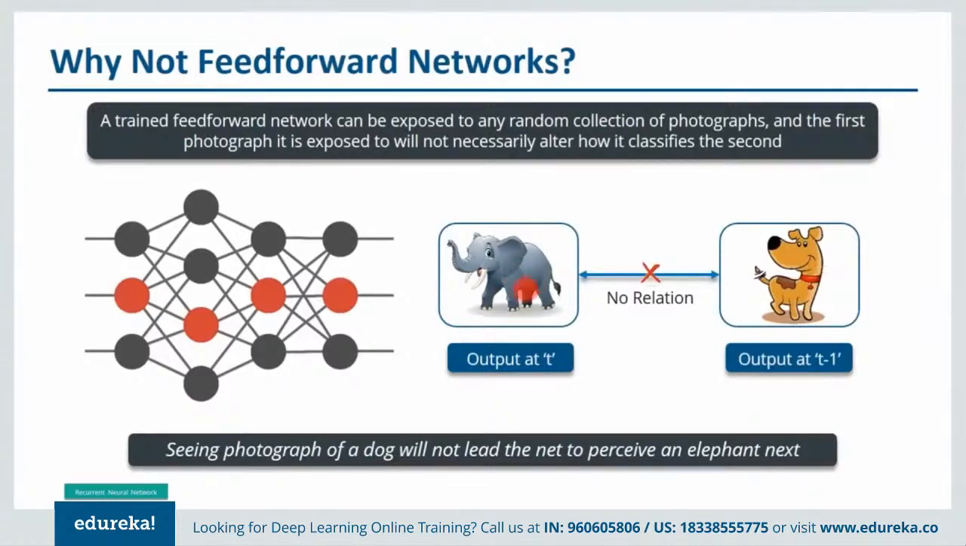Or you can say that the output at time t is independent of the output at time t minus 1. As we can see, there is no relation between the new output and the previous output. So we can say that in feed-forward networks, outputs are independent of each other. Now there are a few scenarios where we actually need the previous output to get the new output. Let us discuss one such scenario.